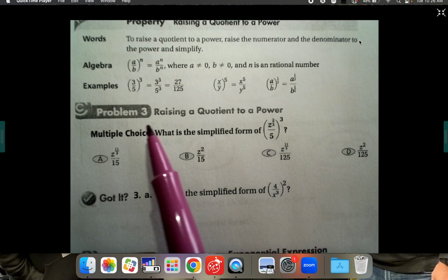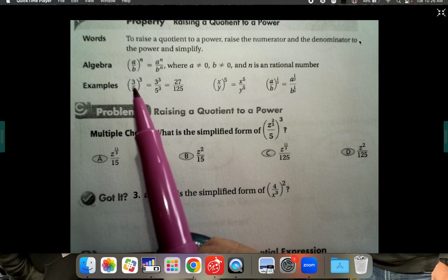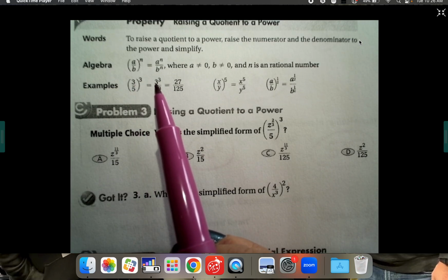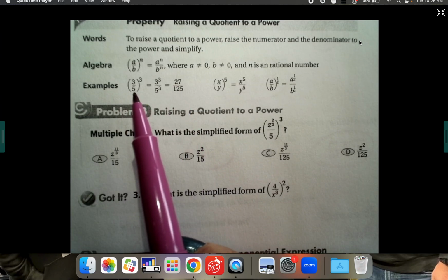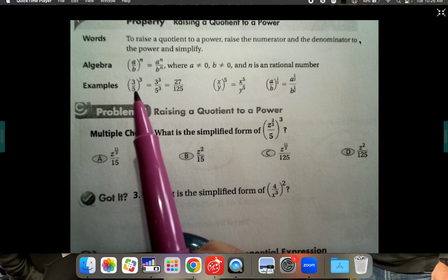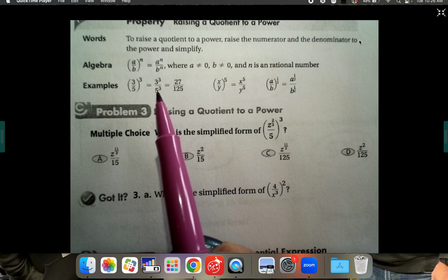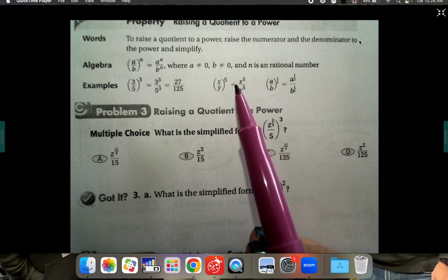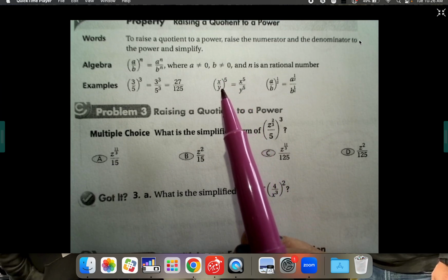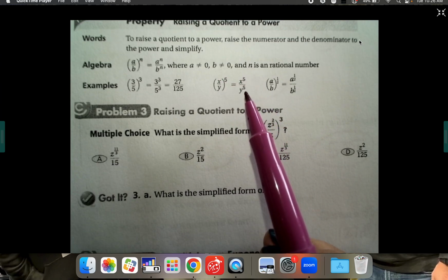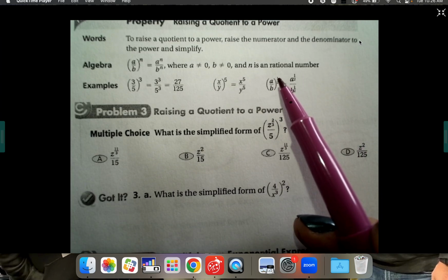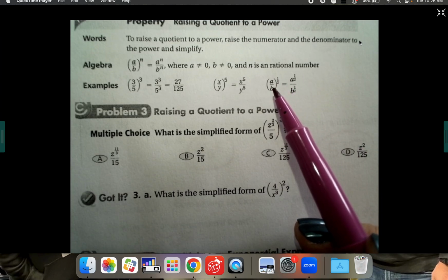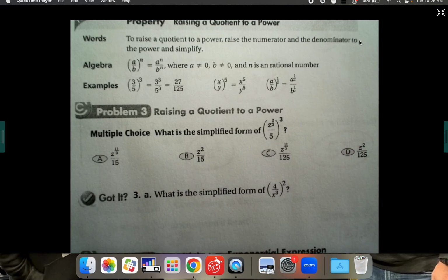Okay, here it is with actual numbers. 3 gets raised to the third power, which is 3 times 3 times 3, which is 27. And 5 also gets raised to the third power. So 5 to the third power is 5 times 5 times 5, which is 125. Okay, 5 goes to the x, 5 goes to the y, so that is it simplified. 1/2 goes to the a and 1/2 goes to the b, so here it is simplified.